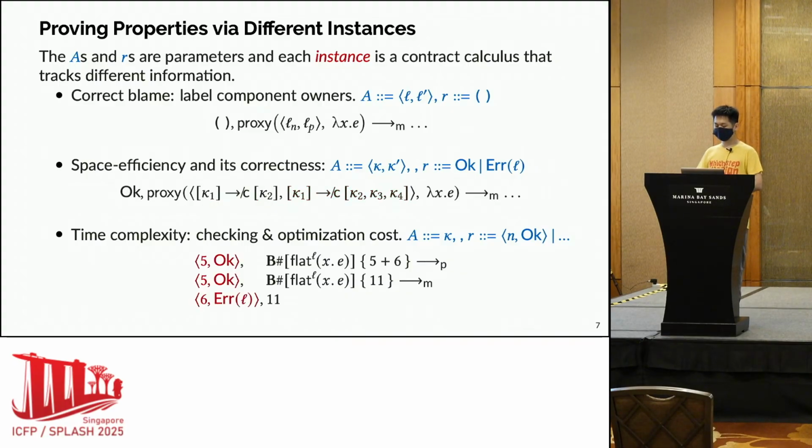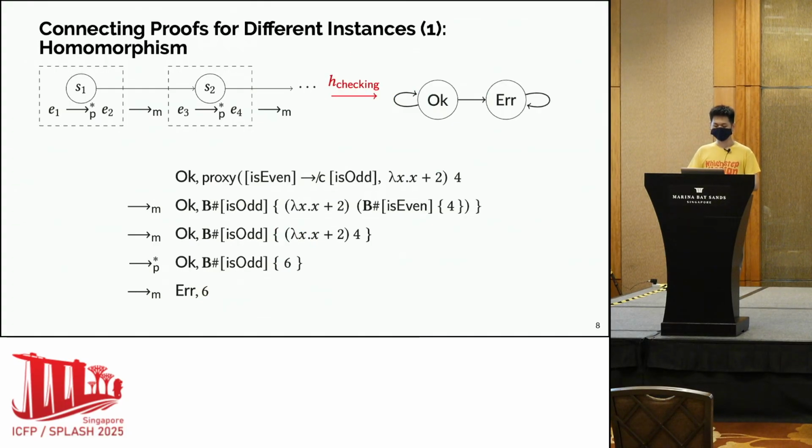Or we can also augment the register with a counter counting how many primitive operations we have used in order to prove time complexity correct. For example, between the second and the third step, there has been a contract check. Therefore, we increment the primitive counter from 5 to 6. Now, this is showing how we can instantiate the parameterized calculus with different parameters to know what we can prove.